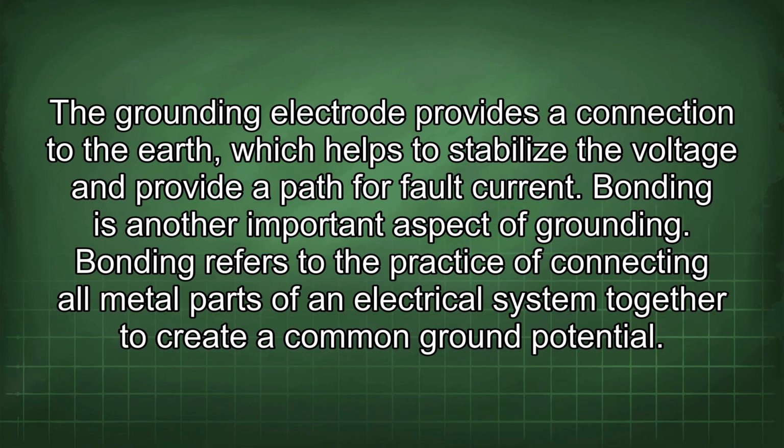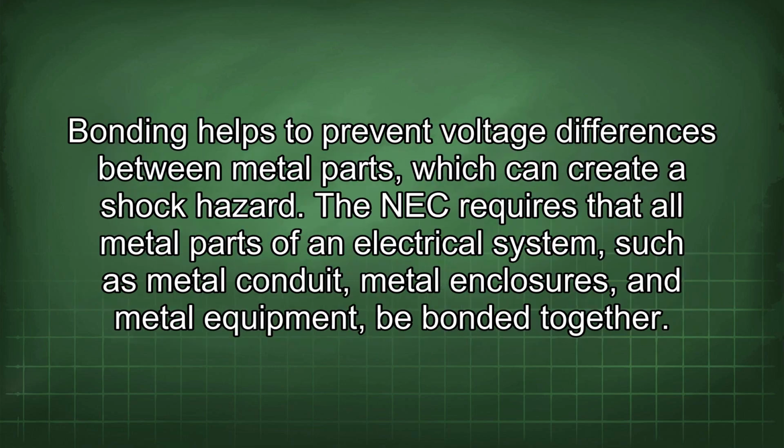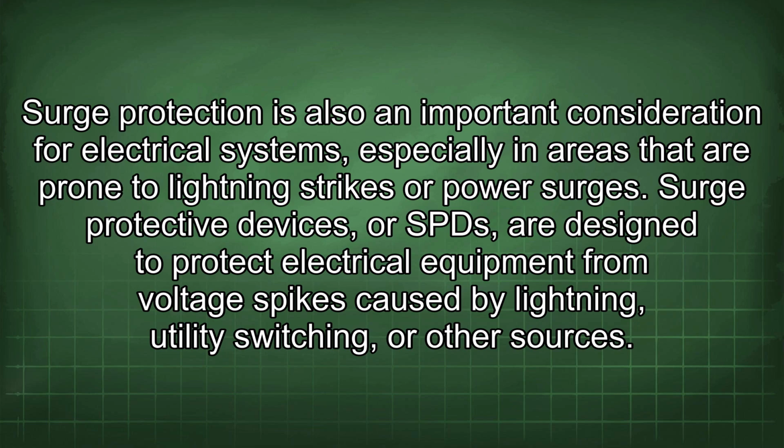Bonding refers to the practice of connecting all metal parts of an electrical system together to create a common ground potential. Bonding helps to prevent voltage differences between metal parts, which can create a shock hazard. The NEC requires that all metal parts of an electrical system, such as metal conduit, metal enclosures, and metal equipment, be bonded together. Surge protection is also an important consideration for electrical systems, especially in areas that are prone to lightning strikes or power surges.